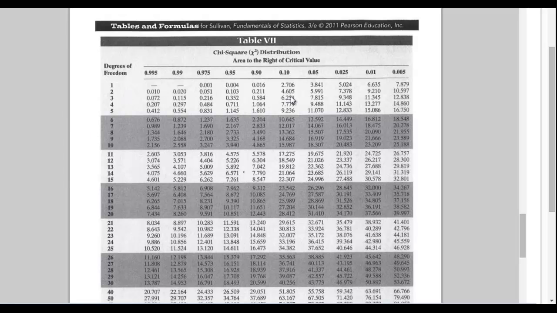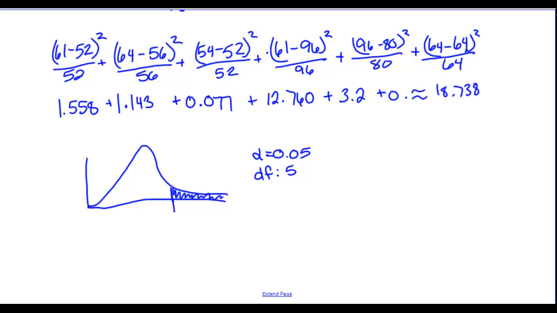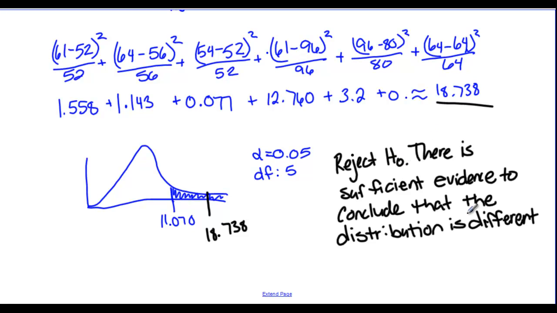So here we have our chi-squared distribution. We have alpha of 0.05, and again, this is letting us know this is the area to the right of the critical value. And we have 5 degrees of freedom. So we're getting 11.070. Our test statistic came in at 18 and change, so 18.738, which is in our critical region. So we are going to reject H naught. There is sufficient evidence to conclude that the distribution is different.